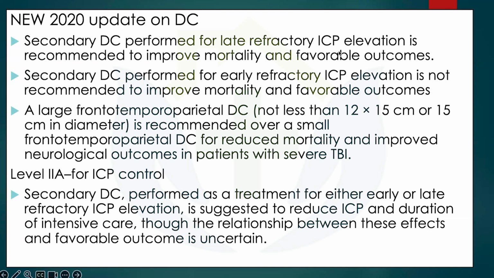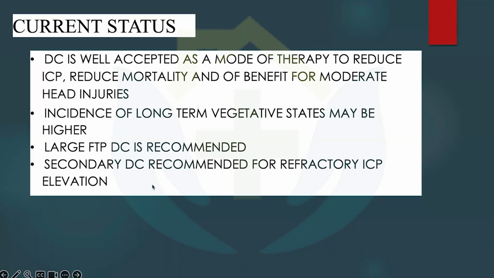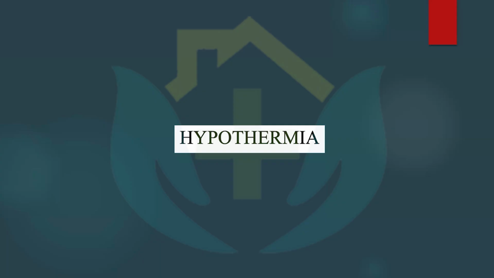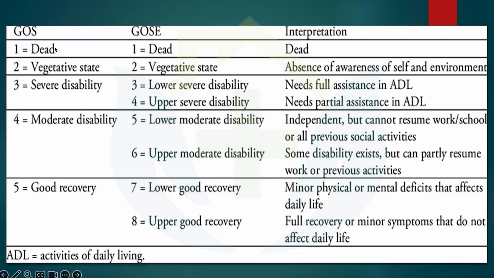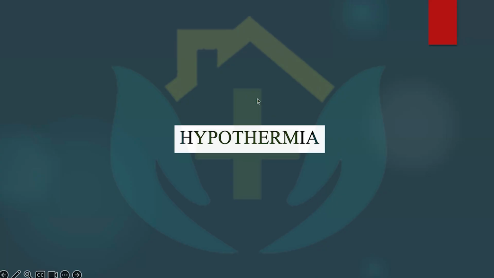So it should be performed for late refractory ICP elevation to improve mortality, but it does not improve the favorable outcomes in early refractory cases, and the overall functional outcomes are not better with DC. And a large FTP craniectomy, that is not less than 12 into 15 centimeter, is what is recommended, a grade 2A recommendation. So it is well accepted as a mode for secondary refractory raised ICP despite medical management. This is what the Glasgow score is. It's based on whether the patient is dead, vegetative, severe disability, like that. Good score and bad score are there, not so important for that.